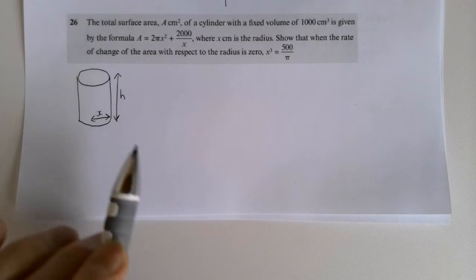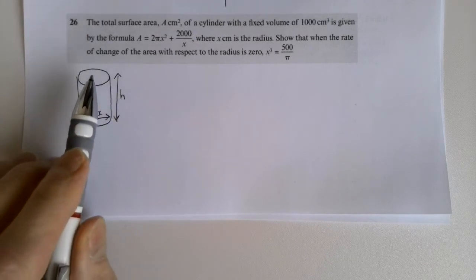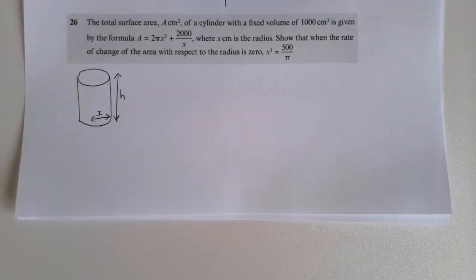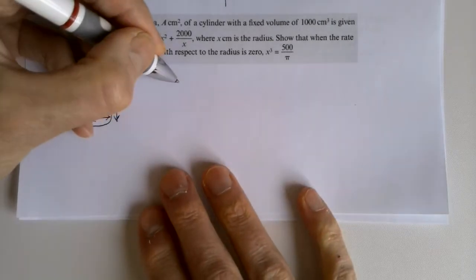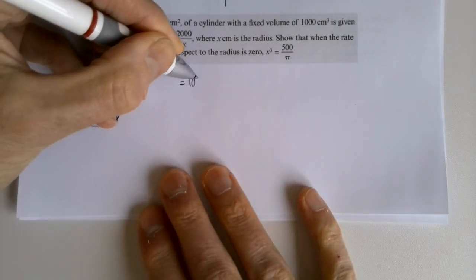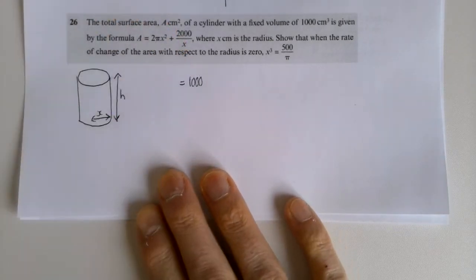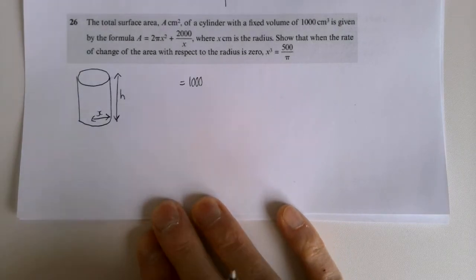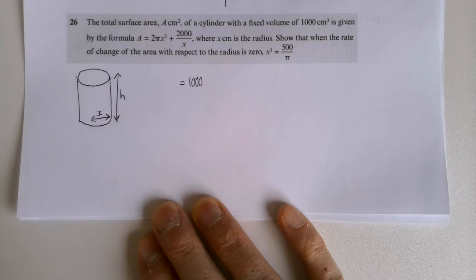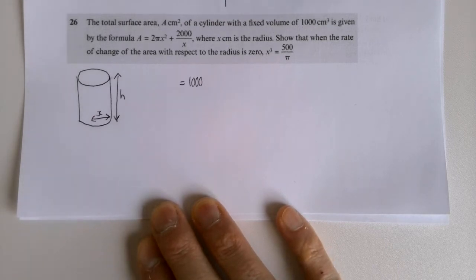So the first thing I'm going to do is I'm going to write a formula for the volume of that cylinder, which I know equals 1,000. And that should allow me to get a formula for h in terms of x. That's my first step. So can I invite you to have a go at that? Write a formula for the volume and rearrange that to get a formula for h in terms of x. First step, pause and have a go.